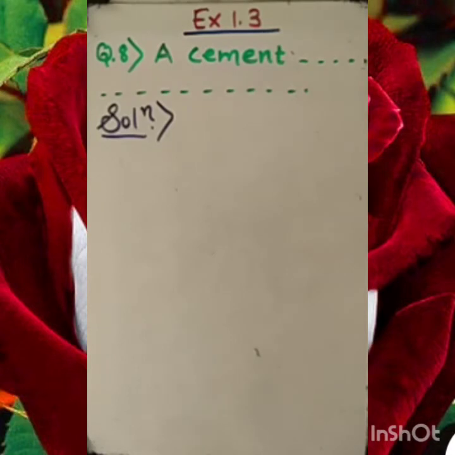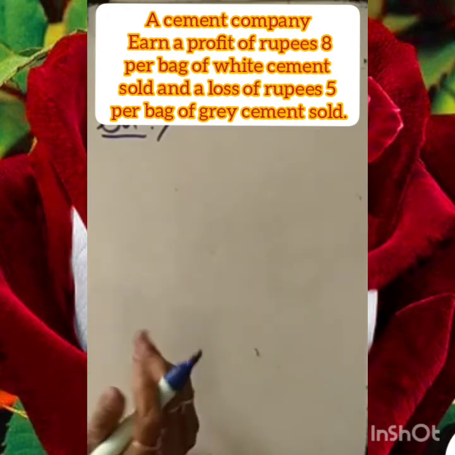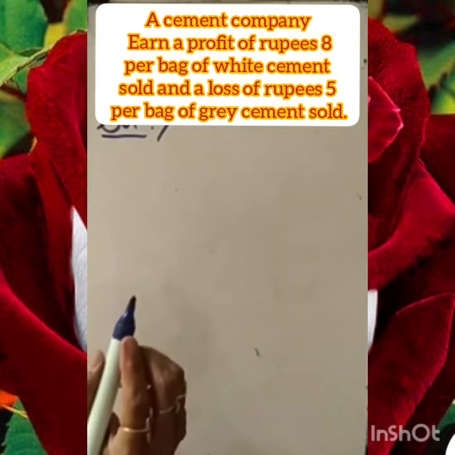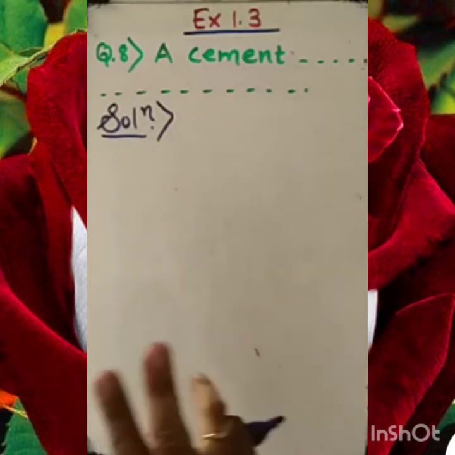Okay, my dear student, here question number 8, we are working upon that. What is the question? Let's see. A cement company earns a profit of rupees 8 per bag of white cement sold and at a loss of rupees 5 per bag of grey cement sold. First, we need to note down what is given in the question. Here two things are there.